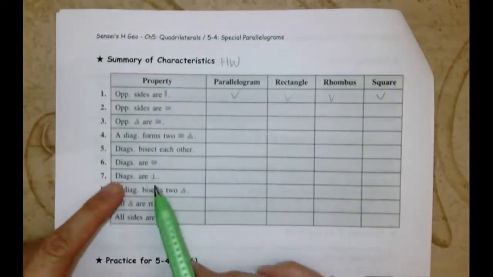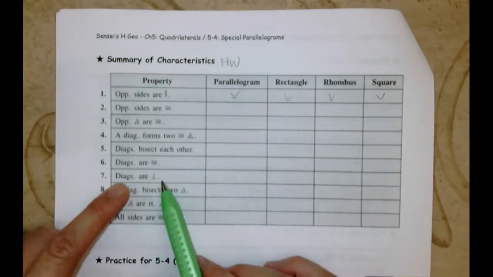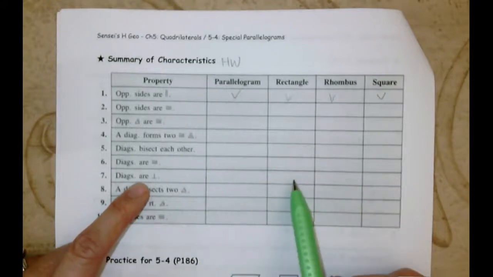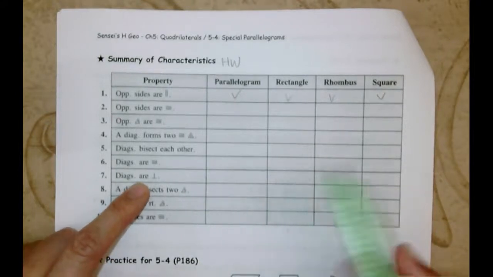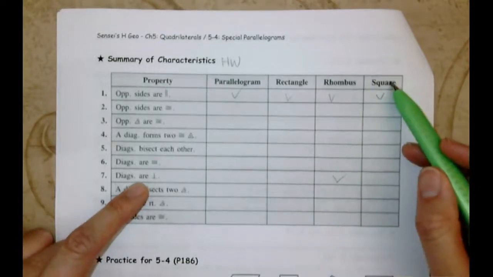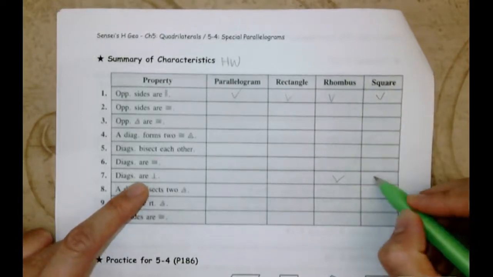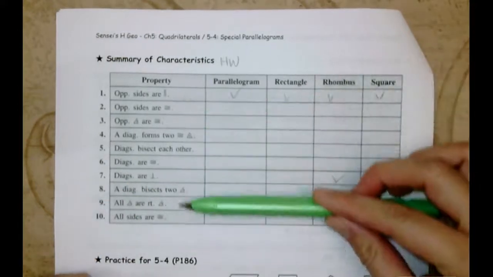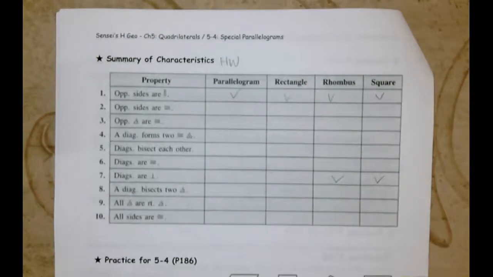So for example, diagonals are perpendicular. That's not necessarily true for all parallelograms, not necessarily true for a rectangle. It is true for a rhombus. We've proven this in the theorem. And since the square is a rhombus also, it applies for a square. So I want you to try to figure out all of them. Okay, I think you can do it.